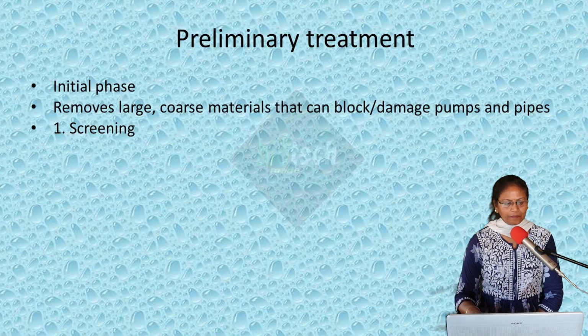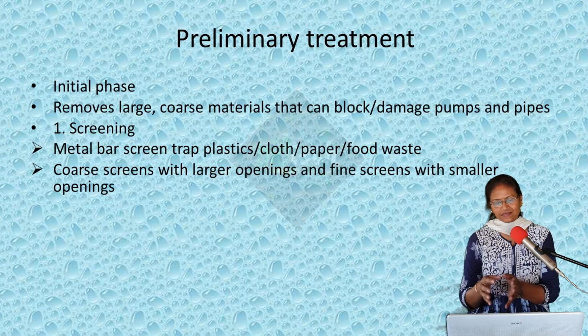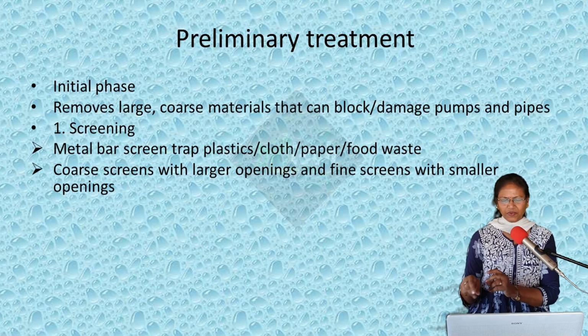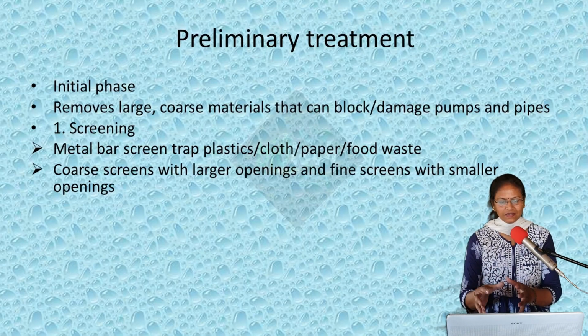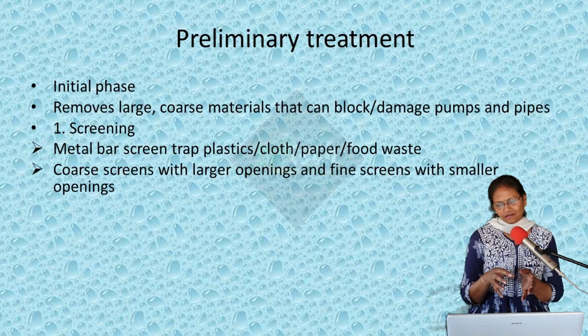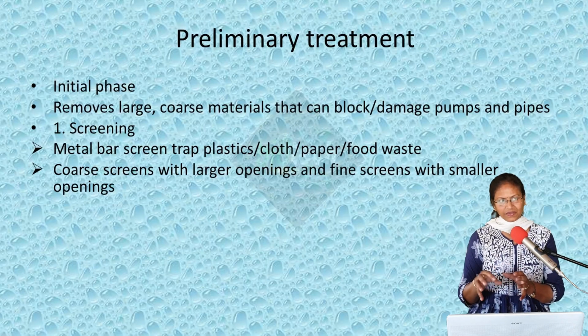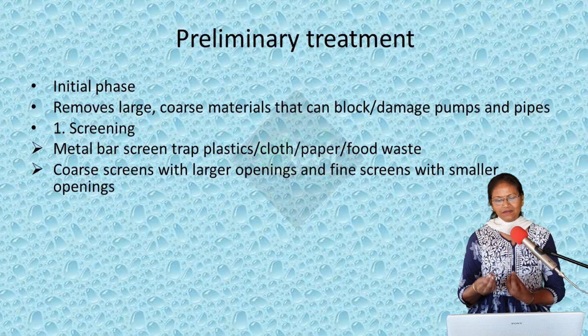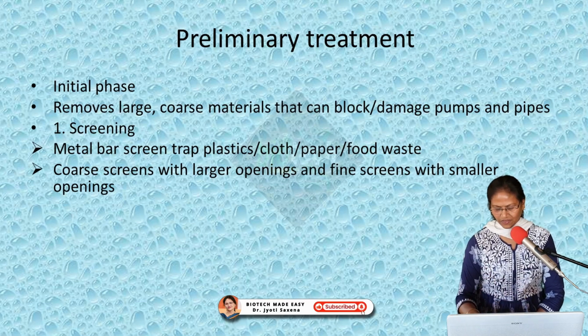So the first one is screening. Here metal bar screens are there, and these screens trap cloths, paper, wood, food waste, or plastics, these kinds of bigger particles. And there may be two types of screens. The screens with larger openings will trap the particles which are a little larger, and the fine screens, which have finer openings, may trap the smaller wastes.